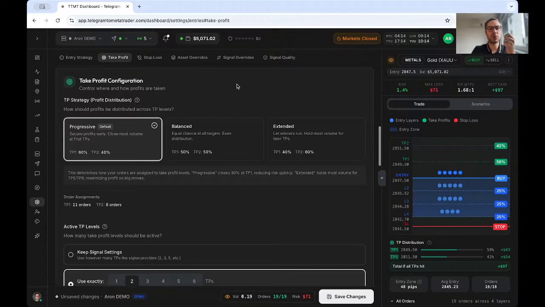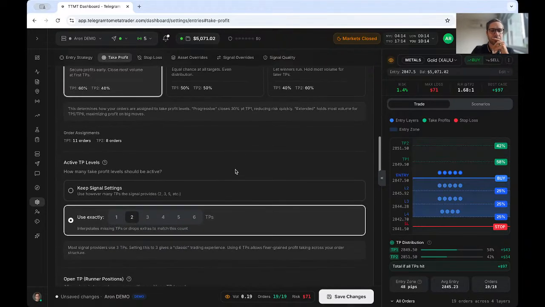Take profit configuration. We have three strategies here: progressive, balanced, and extended. It's how you allocate the volume across the take profits. Progressive sells more on TP1 and earlier TPs. Balanced tries to distribute the volume across all take profits evenly, and then extended tries to allocate more on the top. It's more risky, but more rewarding, of course.